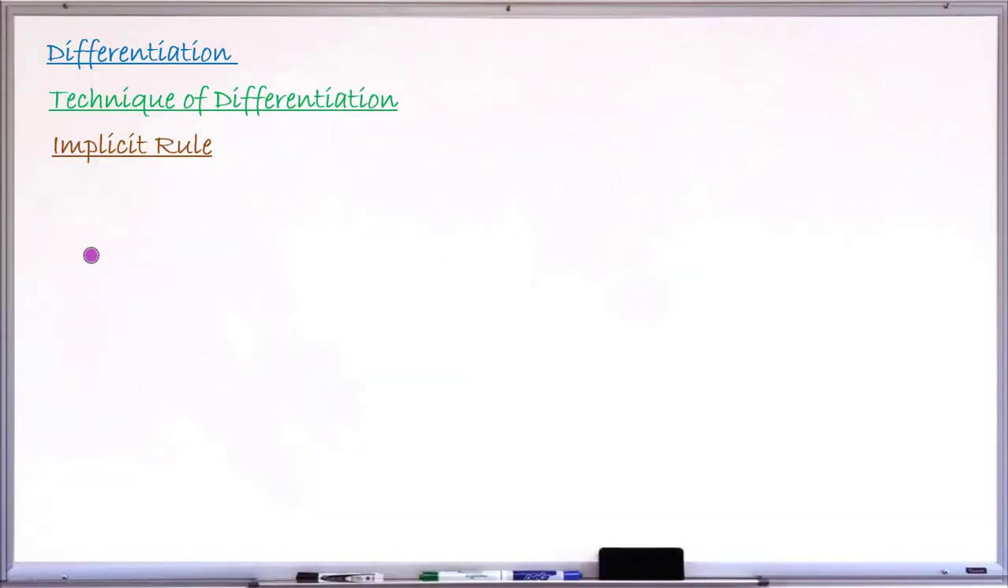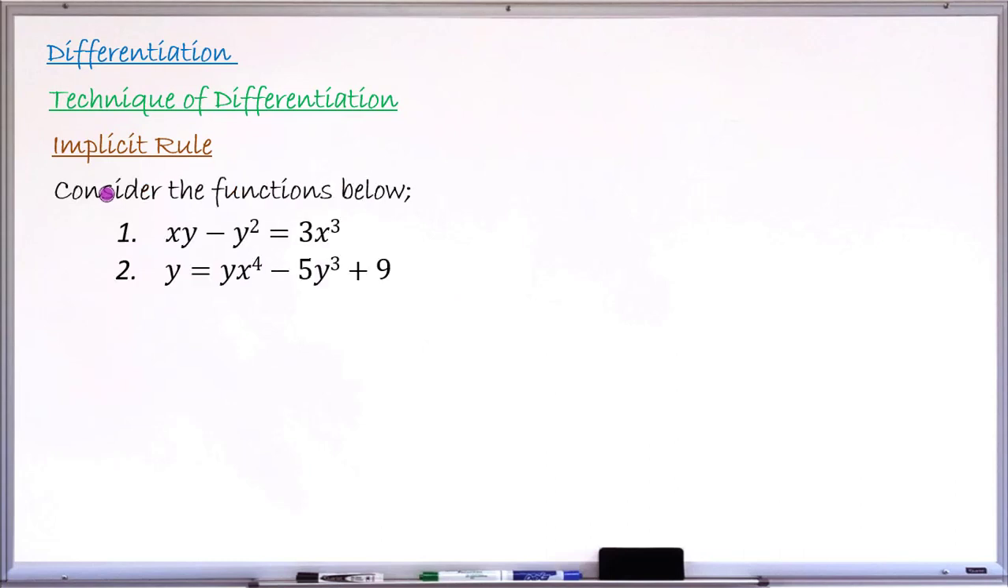To begin the lesson, let us consider some special functions. Function number one says xy minus y squared equals 3x cubed. And function number two says y equals yx to the power 4 minus 5y cubed plus 9. In all the lessons we have had under this main topic, differentiation, we never saw these types of functions. To find the derivative of these types of functions, we need to learn another new technique, and that new technique is called the implicit rule. It is this rule that we are going to learn in this lesson.